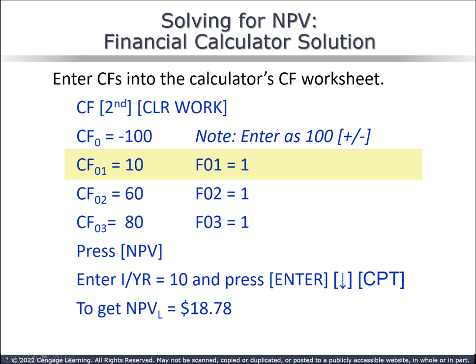With F01 equal to 1 displayed, just press enter and down to accept a frequency of 1. Repeat for all 4 cash flows. When all cash flows are entered, press NPV. With I equals 0 displayed, enter 10, enter, down. With NPV equals 0 displayed, press Compute. Try it out. Be sure you get the correct answer, 18.78.